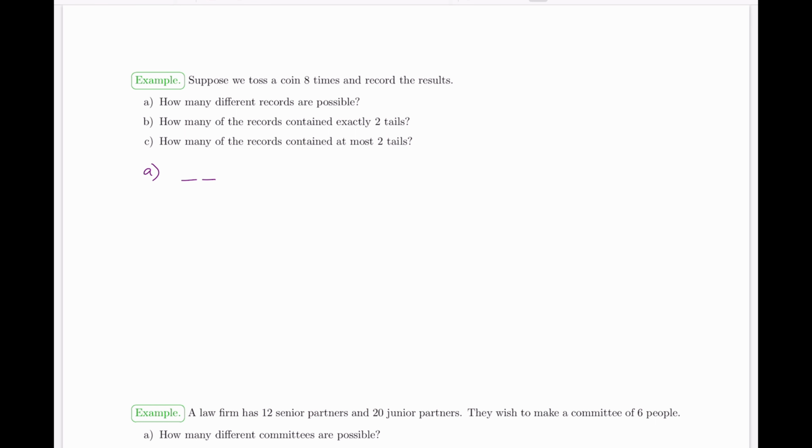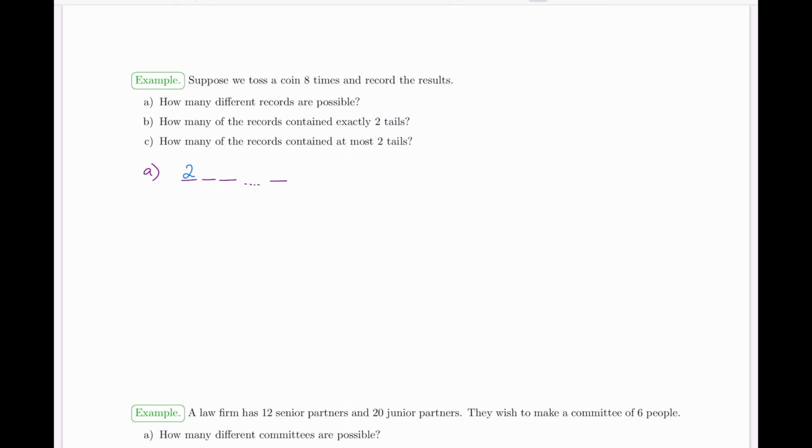We toss the coin 8 times. So I have 8 options back to back to back. In the first toss, what are my possibilities? I either get heads or tails, which means that I have 2 options for my first toss. What about the second toss?